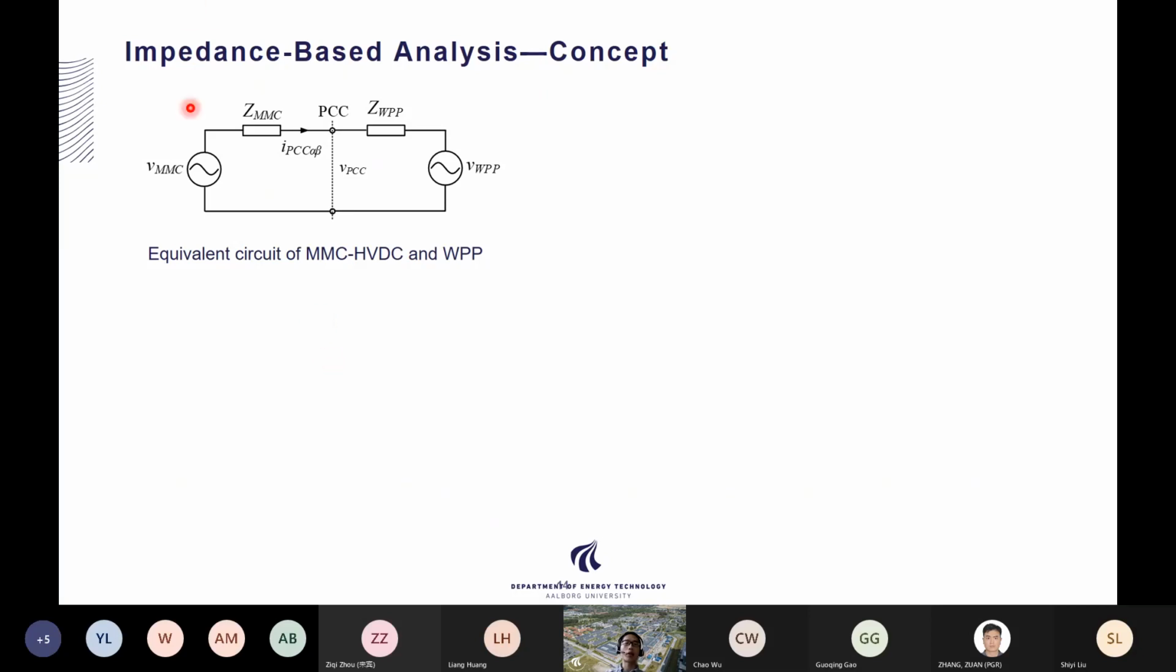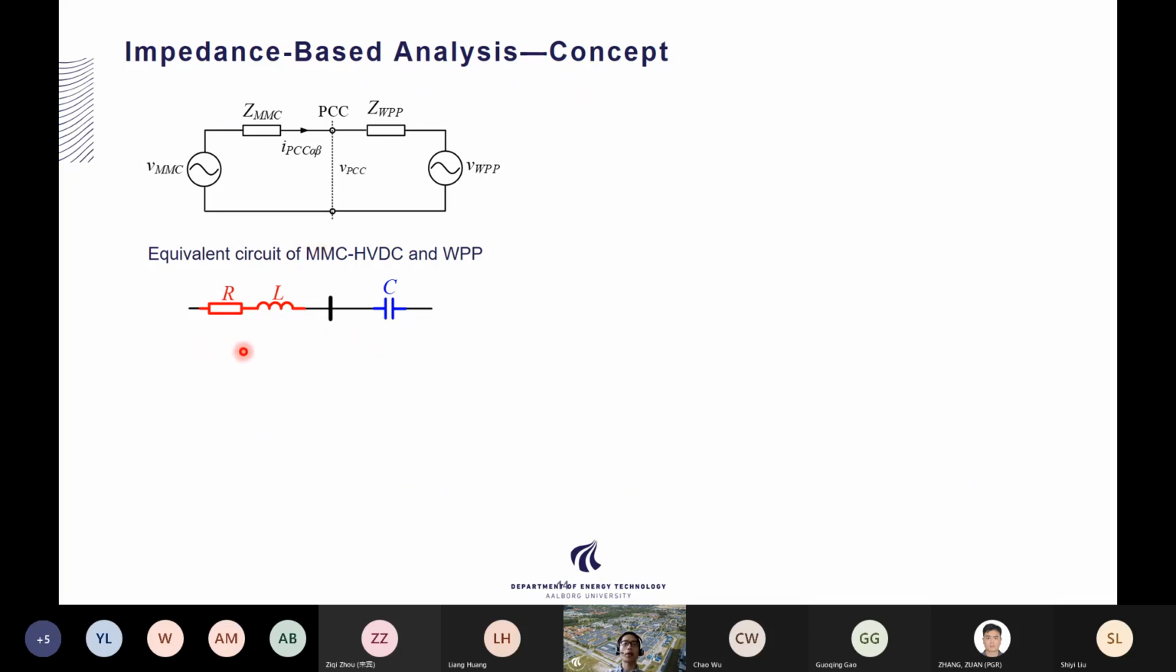For example, here we consider this MMC as an ideal voltage source connected in series with an impedance, and the wind power plant is similar. We consider the MMC impedance as a resistor connected in series with an inductor. I should say that it is just an example for intuition, not the real case. And we also assume that the impedance of the wind power plant behaves like a capacitor. Then how could we tell whether this system will be stable or not?